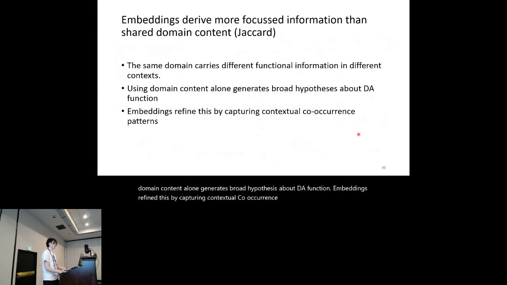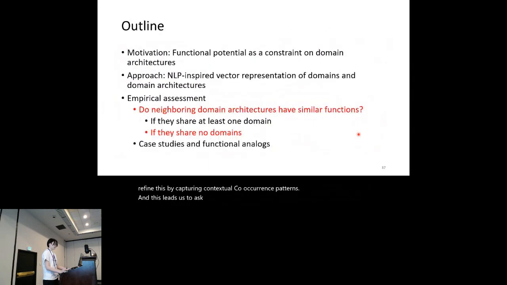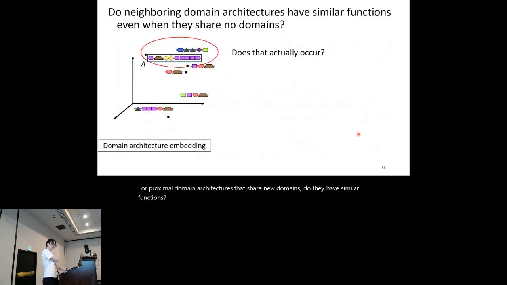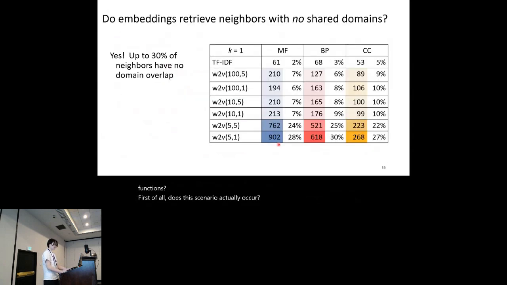And this leads us to ask the next question. For proximal domain architectures that share no domains, do they have similar functions? First of all, does this scenario actually occur? The answer is yes. Here I'm showing you for k equals 1, what fraction of such nearest neighbors determined by embeddings actually share no domains with the target architecture. And indeed, up to 30% of proximal multidomain architectures have no domains in common.